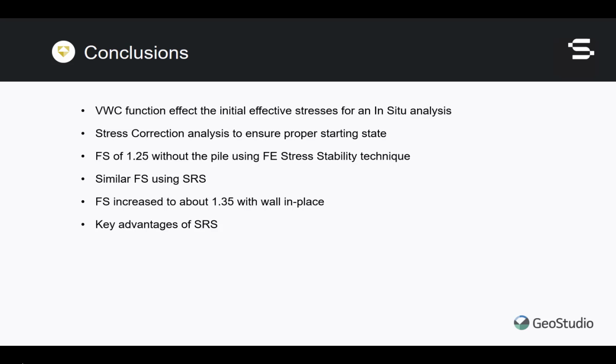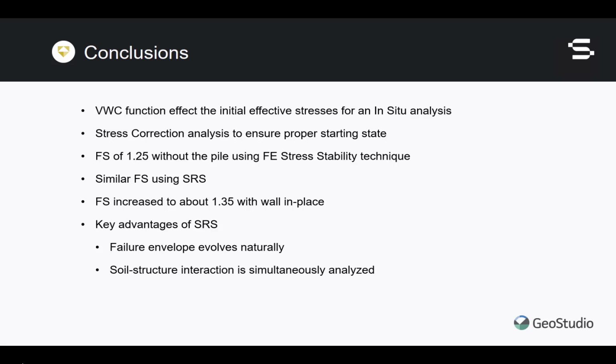We can also conclude that the key advantages of the strength reduction stability technique are that the failure envelope, or the shape of the slip surface, evolves naturally from the analysis. In contrast, we must presuppose the shape of the failure surface when we conduct a limit equilibrium analysis. Finally, the soil structure interaction of the system is simultaneously analyzed using the SRS technique. As such, the bending moments and shear forces that are mobilized in the pile wall are automatically analyzed with this type of analysis.